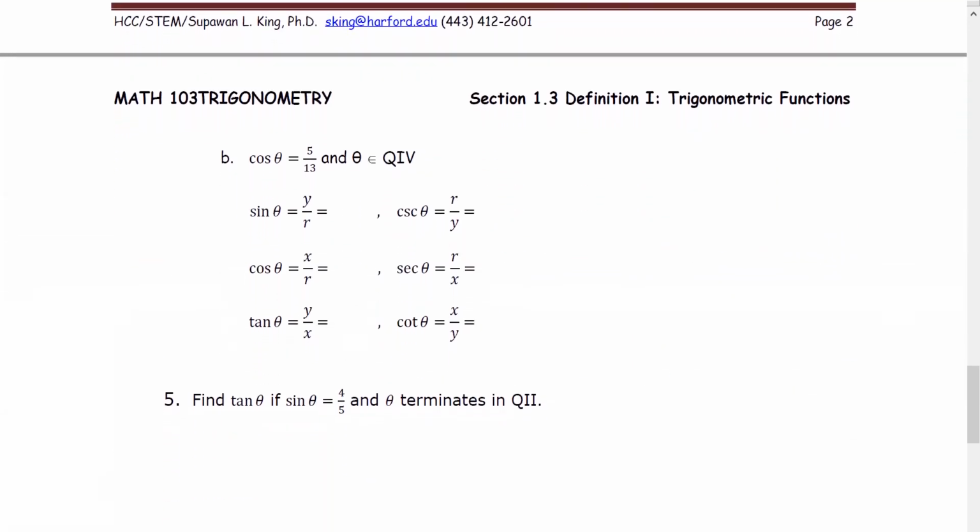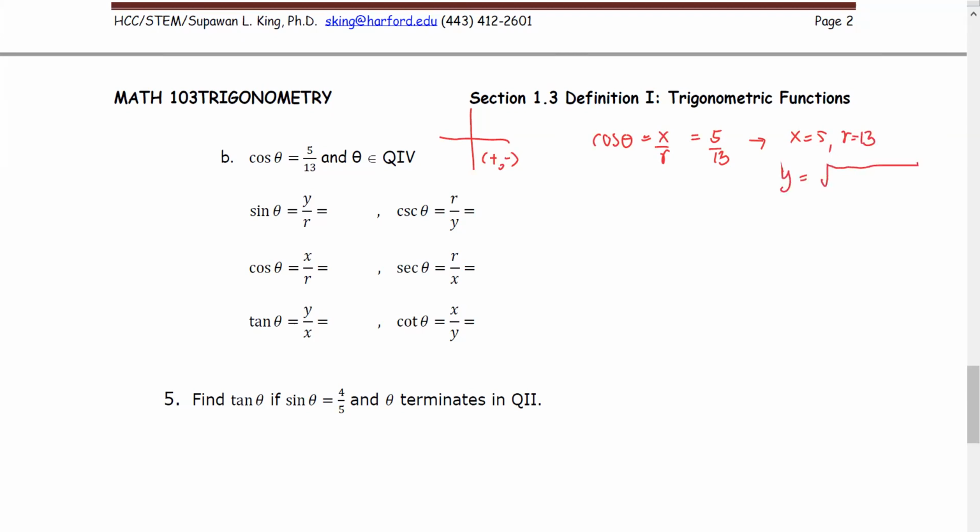Let's look at the next example. The cosine theta is 5 over 13, and angle theta is located in quadrant number 4. In quadrant 4, x is positive, y is negative. By definition, the cosine theta is x over r, and given the value 5 over 13, therefore x is 5, r is 13, and we are going to find y using the formula square root of r squared minus x squared.